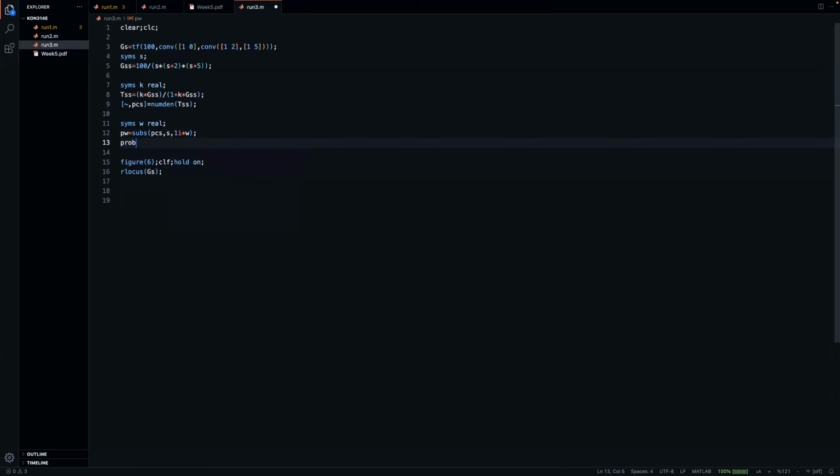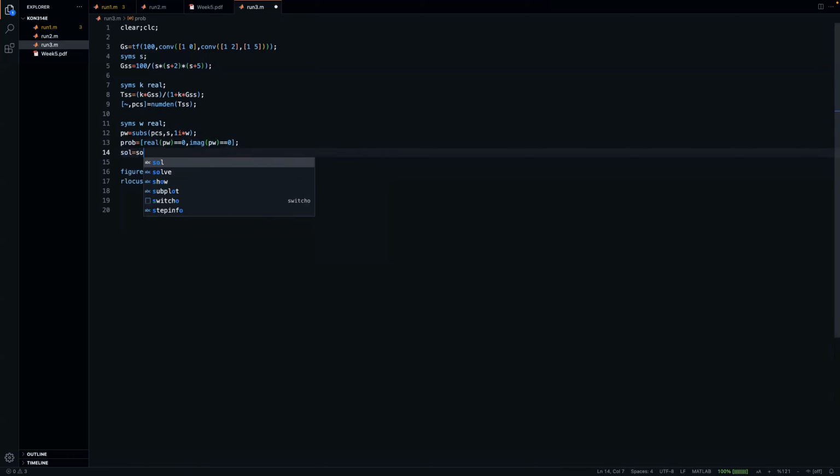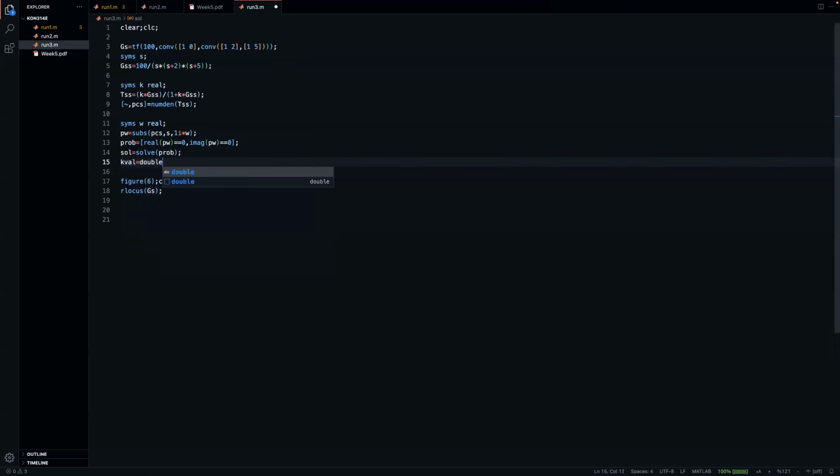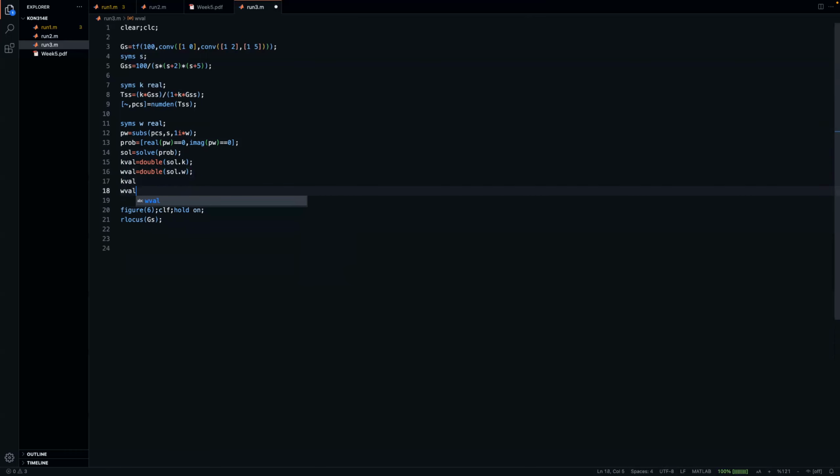Therefore, the problem that I'm going to solve is that the real part should be equal to 0, because it should satisfy the polynomial since we're dealing with complex numbers. And the same goes for the imaginary part. It should also be equal to 0. Then solve it. And probably what I need here is k_val, so let's convert it to sol.k. And we also need omega_val.